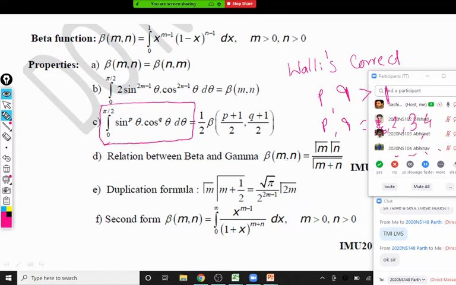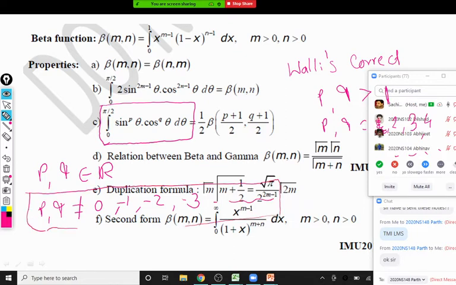But remember, whenever p and q are not greater than 1 or they are not integers, so when p and q are fractions, p and q belong to the real numbers except negative integers. Like p and q should not be 0, -1, -2, -3, and so on. Only at these values this integral does not exist. Otherwise, for any fractional value, we can evaluate this integral with the help of a beta function.